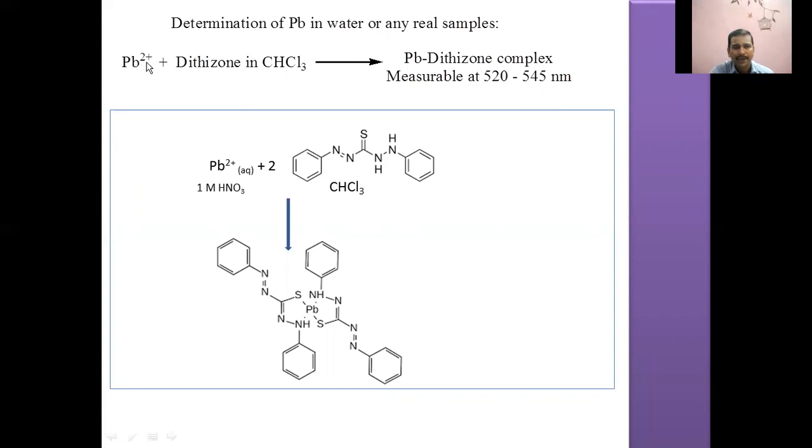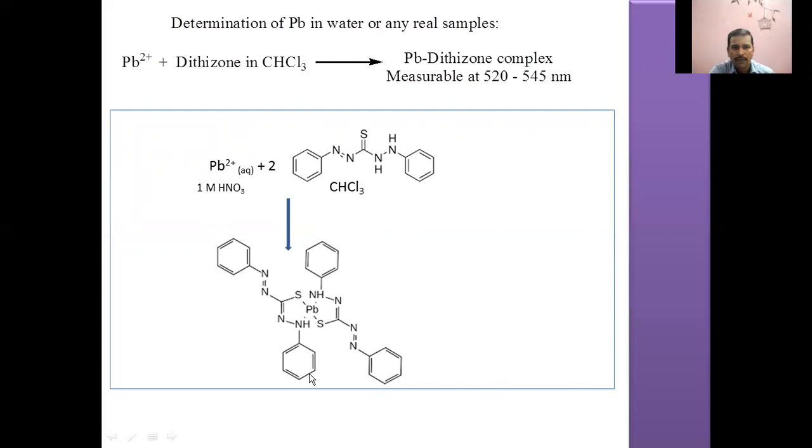You prepare the standards containing lead, and add known excess of dithizone to obtain the lead dithizone complex. Of course, this is chloroform soluble, water insoluble. Take the aqueous sample solution containing lead, acidify it by the addition of 1 molar HNO3, and add excess of diphenyl thiocarbazone in chloroform. Diphenyl thiocarbazone must be made alcoholic; you have to add some volume of alcohol in order to stabilize dithizone. You take this mixture in a separatory funnel and shake it.